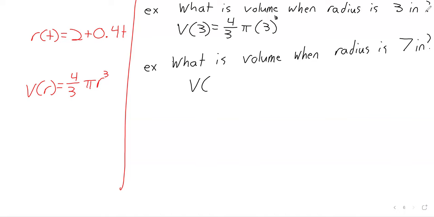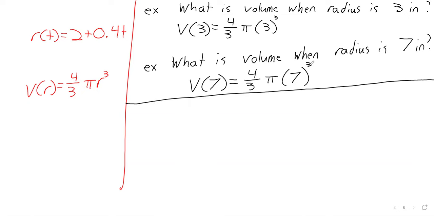Well, again, V of 7 is 4/3 times pi times 7 cubed. So these are two unrelated examples that we're doing just to make sure we're on the same page about how this function notation works. Because if we're on the same page, then we know how to find V of R of T.